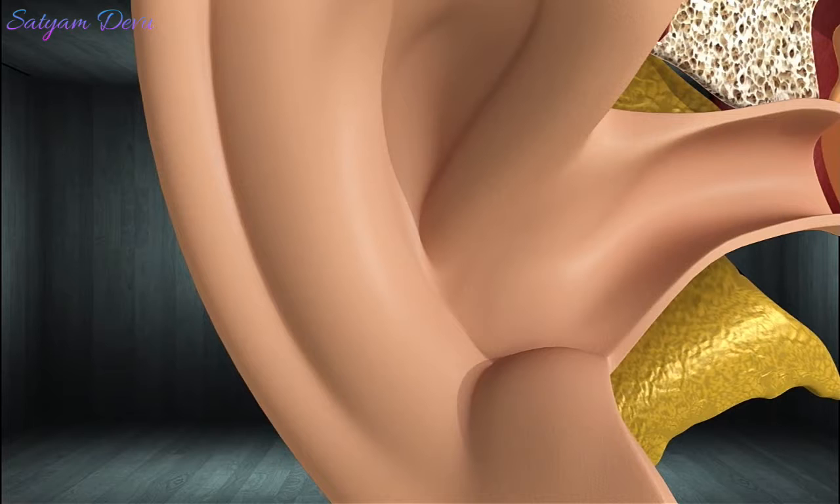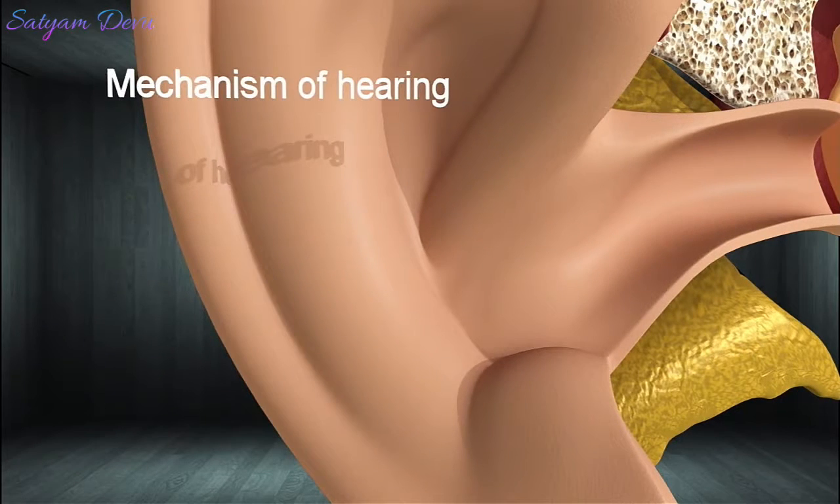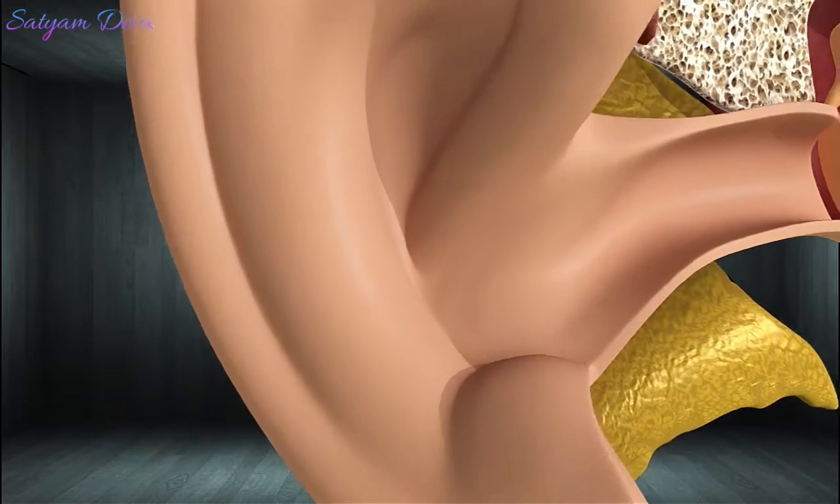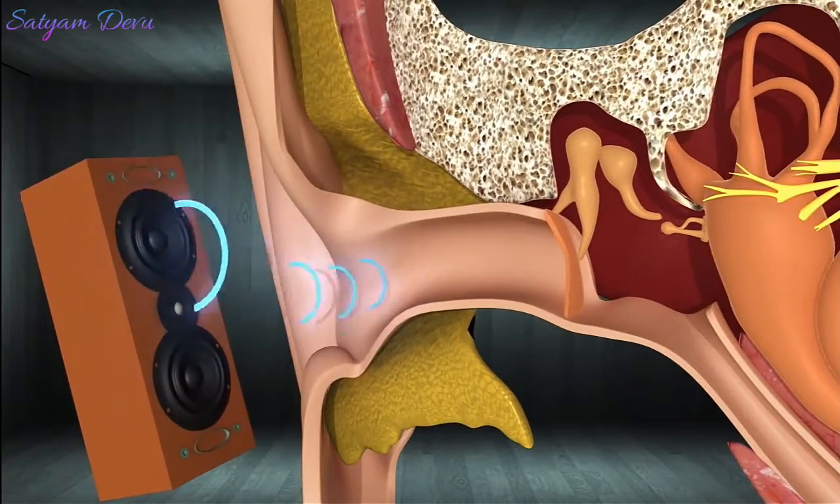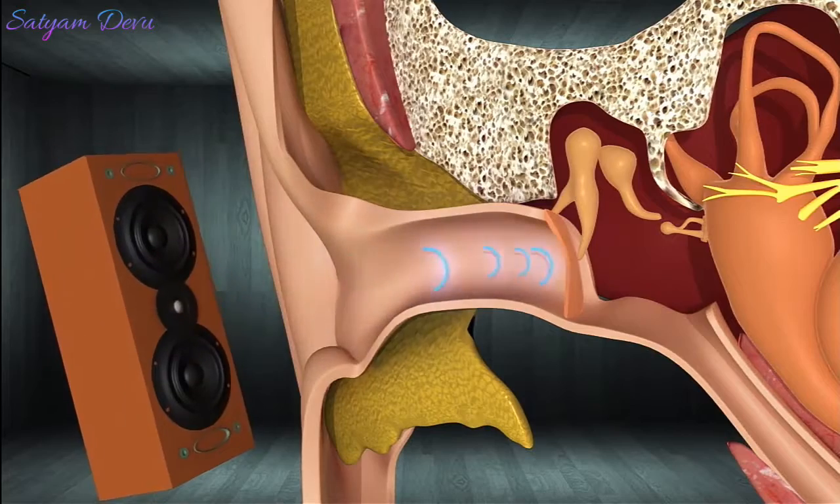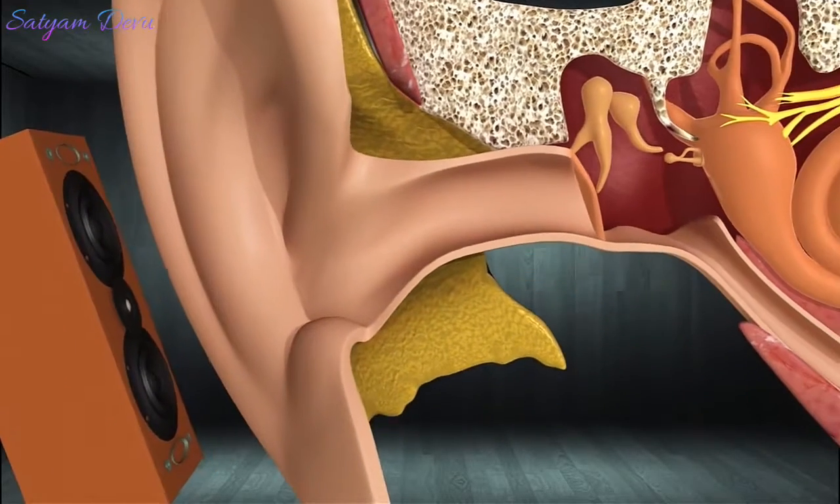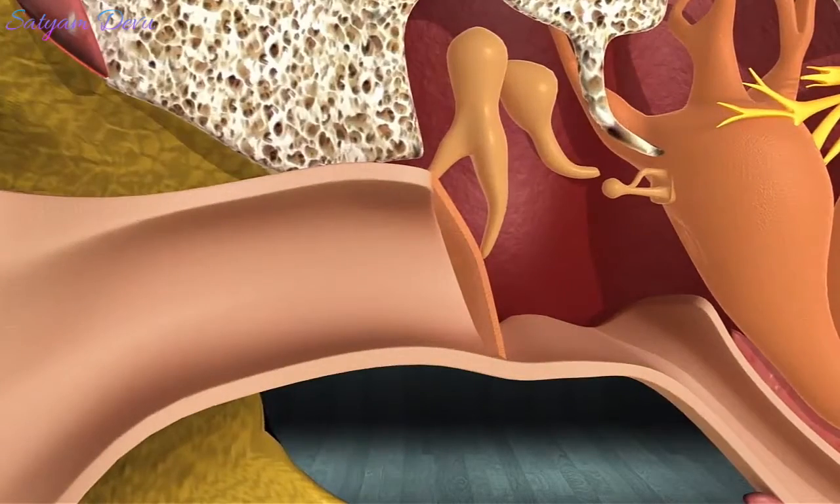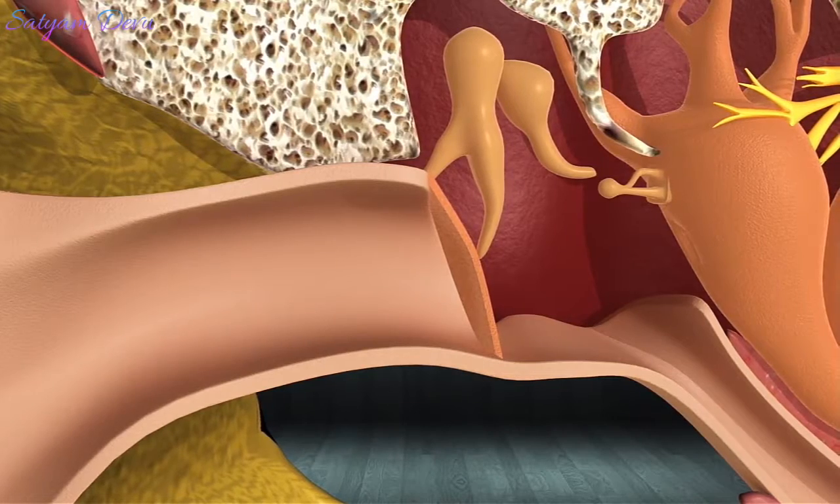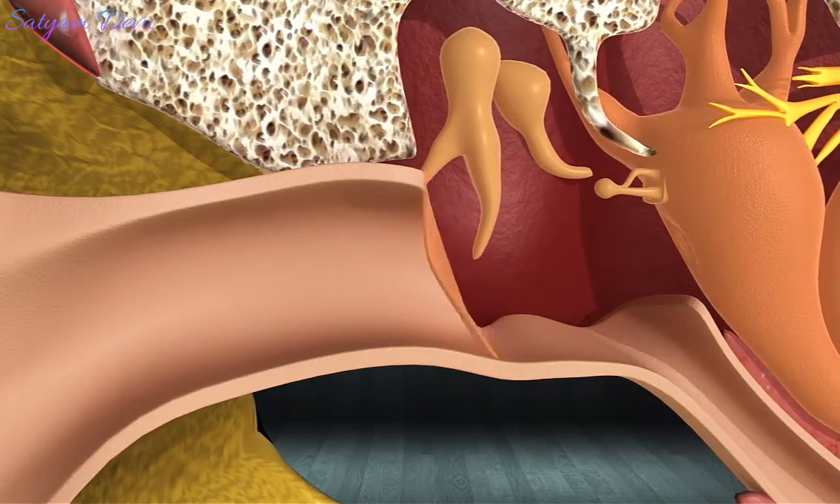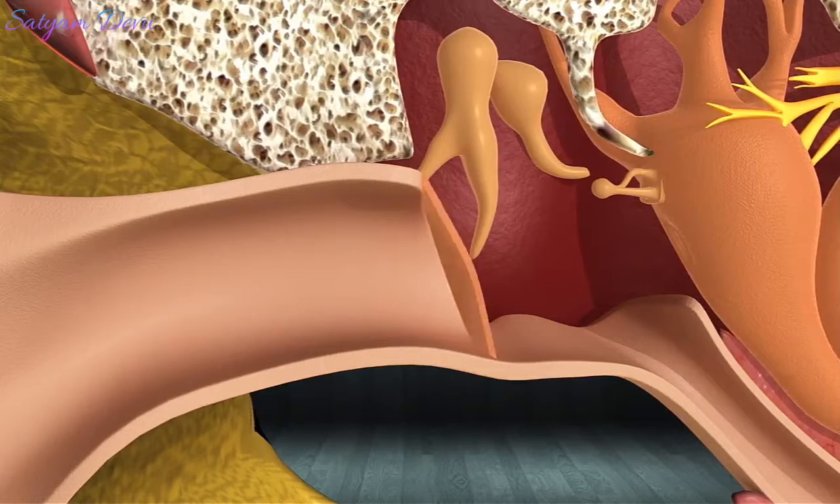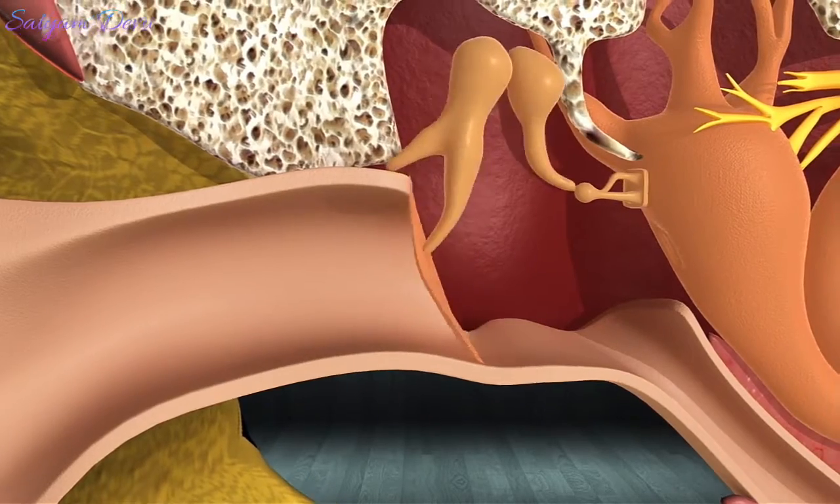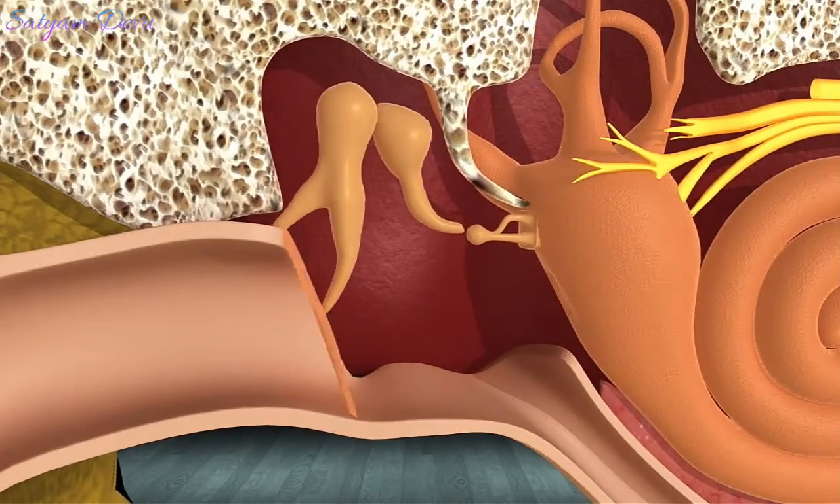Okay, now let's travel through the ear and learn the mechanism of hearing. Initially, the sound waves enter the external auditory meatus. Then, it passes through the external auditory canal and fall on the tympanic membrane. This causes the tympanic membrane to vibrate. These vibrations are then transmitted to the middle ear.